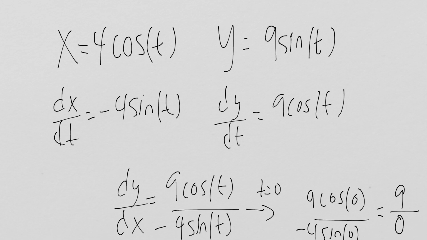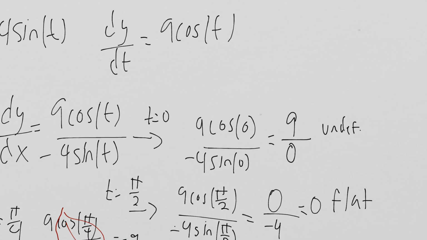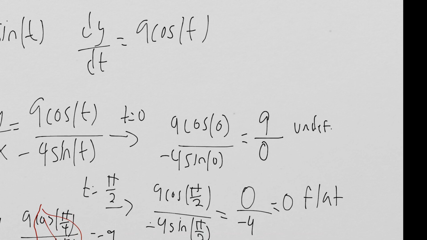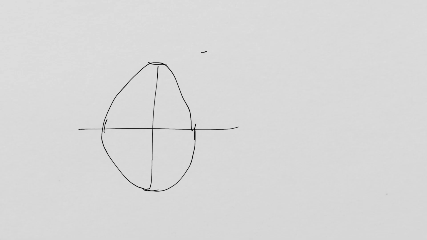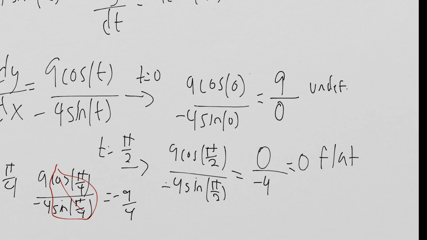Okay, what did we say? We said at t equals 0, what do we have? At t equals 0, we had a vertical slope, right? So if we go back, t equals 0, there's our vertical slope. It's right here. What about at t equals pi over 2? That was our flat slope. So that happens right here.